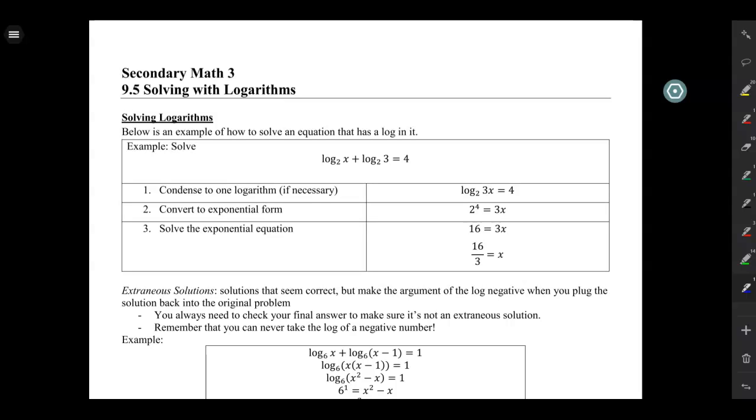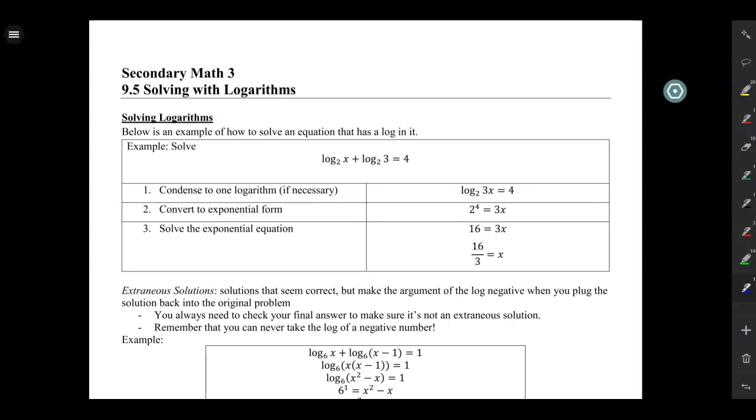Let's look at this example first. Say I want to solve log base 2 of x plus log base 2 of 3 is equal to 4. Your first step is to condense your log into a singular log if that's necessary. This means you're going to be using the power rule, the product rule, and the quotient rule to condense the log. So here I condense it to log base 2 of 3x is equal to 4.